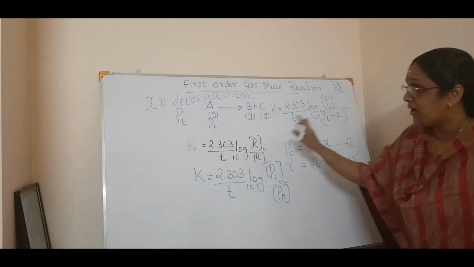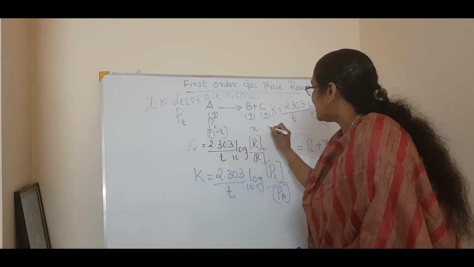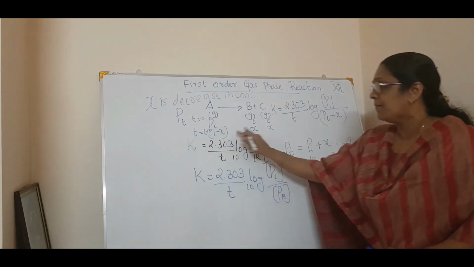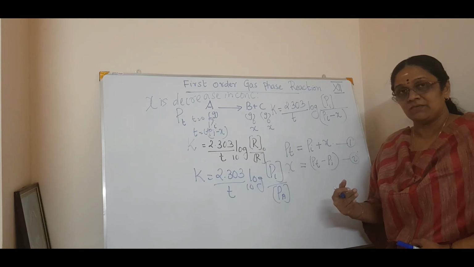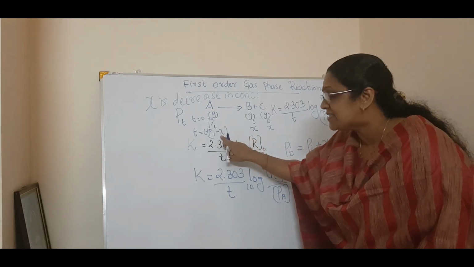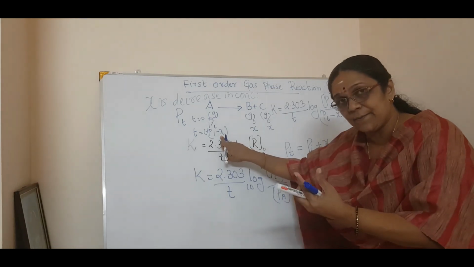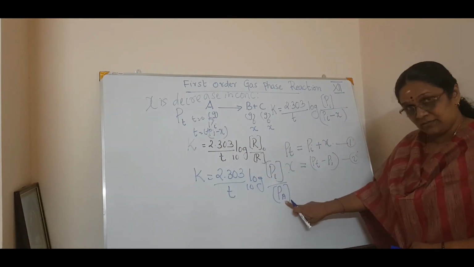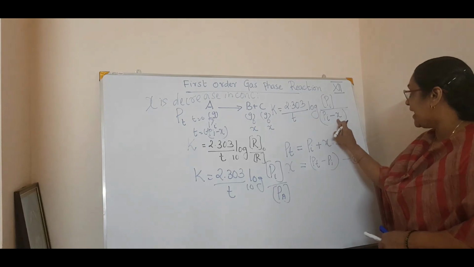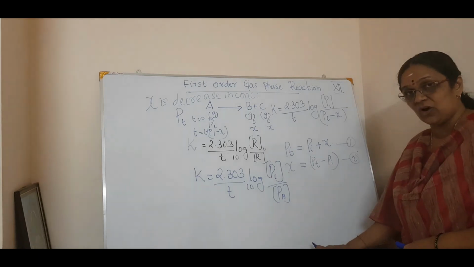Definitely. Why? See, here what I have written? PI minus X. Here it is X, here it is X. Initially it is 0. Time T is equal to T, T is equal to 0. Come back to the equation. This is PA, and this is PI, the initial. PA is the pressure of A at a given time T. So PA can be written as PI minus X. Now if I put the value of X, what is X? X is PT minus PI. You got it?